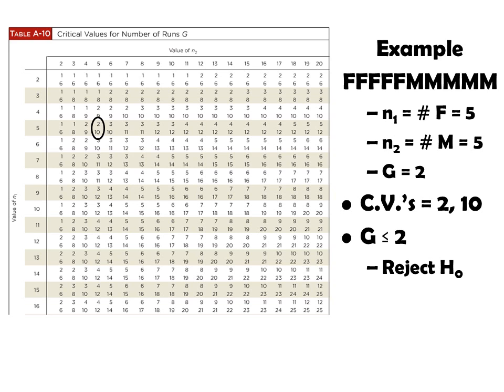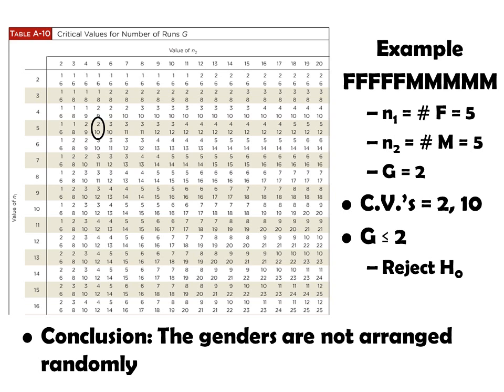Now the null hypothesis is the statement that the data are arranged randomly, so we're rejecting randomness, and we would conclude that the genders are not arranged randomly. That's just exactly what we concluded earlier.